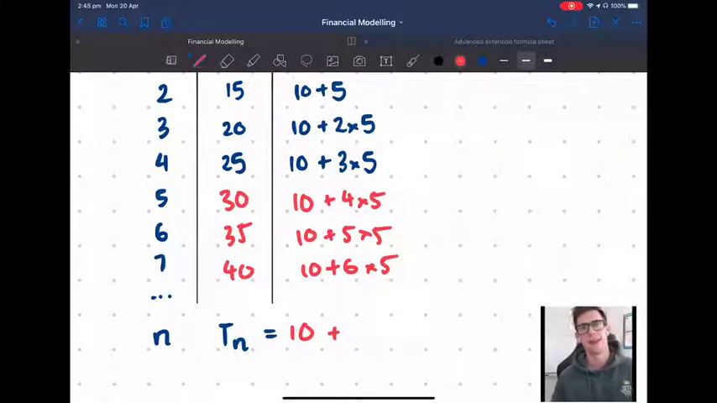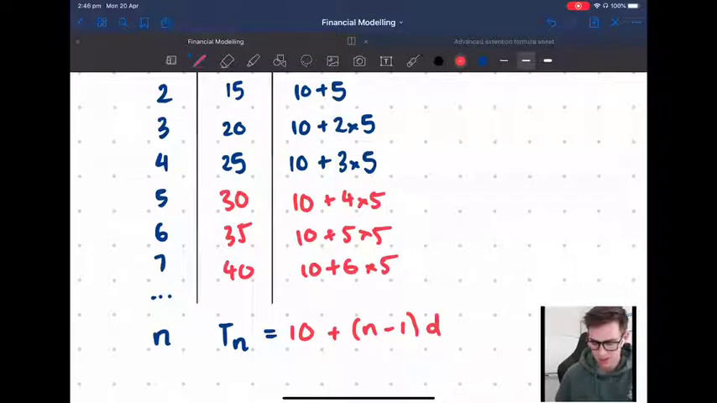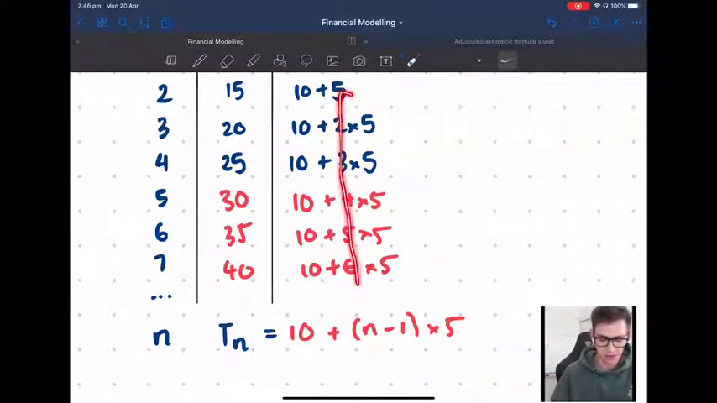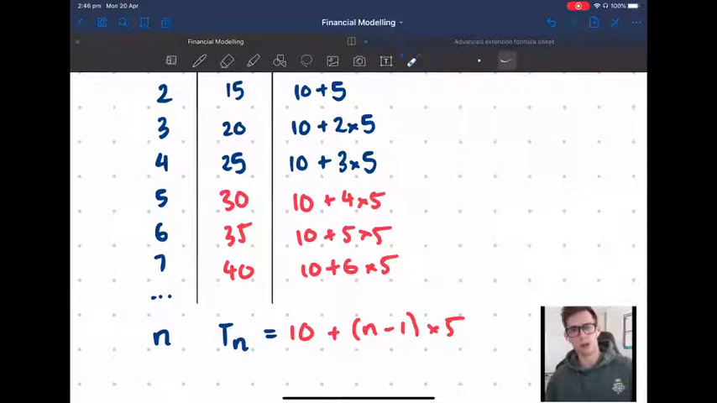So we need a way to write that. This is going to be a common thing that we do with sequences and series, writing it as n take 1 times 5. I'm jumping to the answer. What we did here is we start with 10, and then you'll notice from our pattern that we're going to add whatever number it is, minus 1, that many lots of 5. And that gives us our rule.